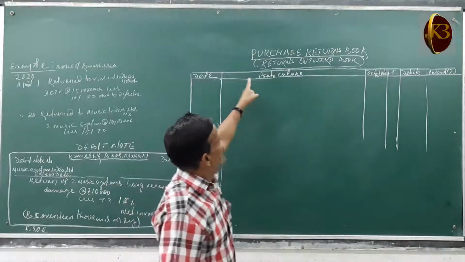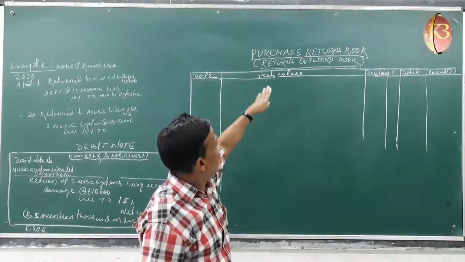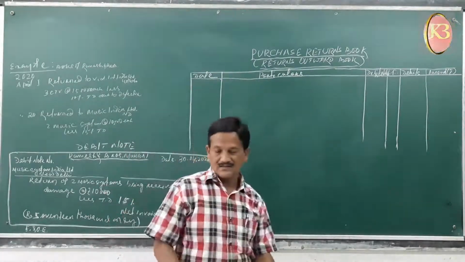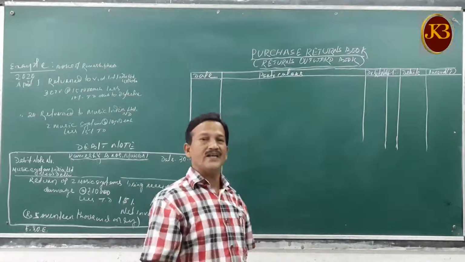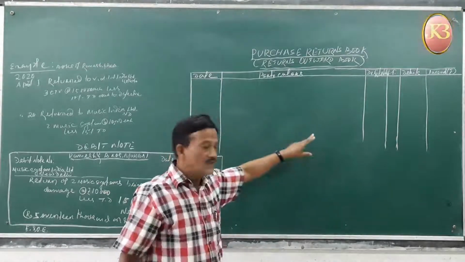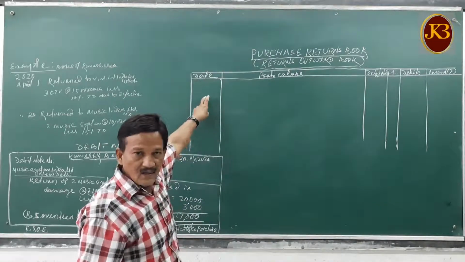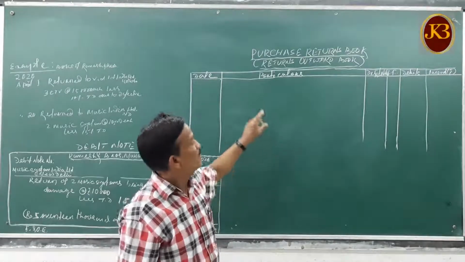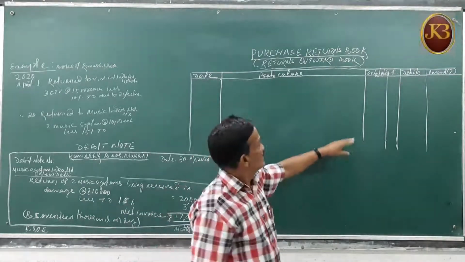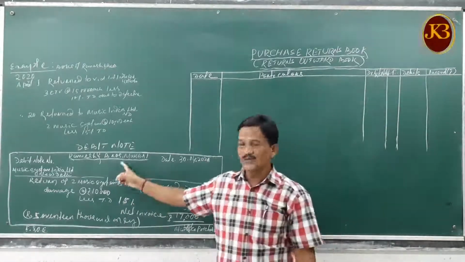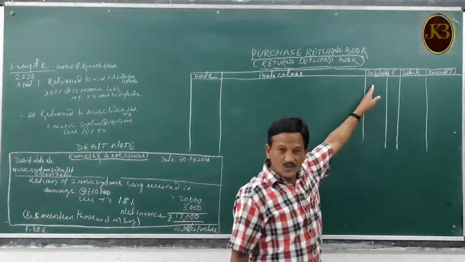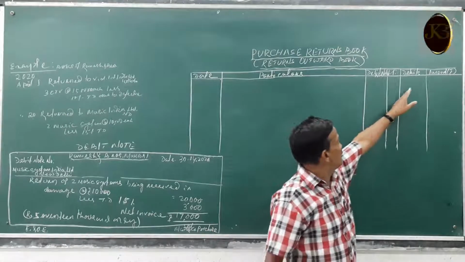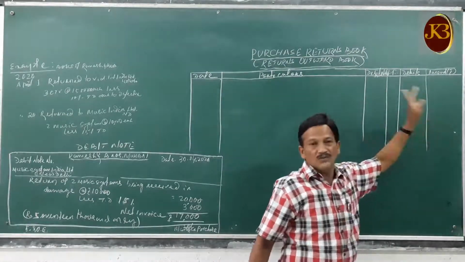So let's see the format of the purchase return book, the return outward book, or the purchase return day book. As the goods are returned on a daily basis, they are recorded in this book. This is the format. First the date column, then the particulars, that is the name of the supplier whose account is to be debited, then the debit note number. For the debit note which is prepared, you have to indicate the number. Then the ledger folio, that is the reference page of the ledger in which it is to be posted. Then the details, then the net amount.